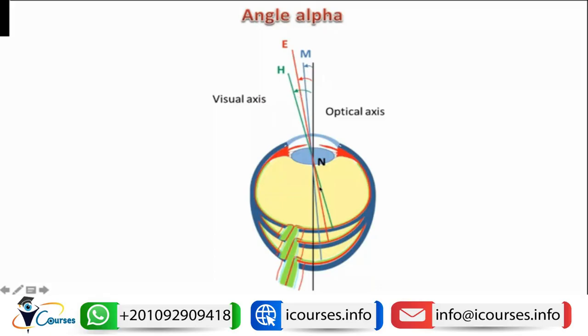However, if the eye is more myopic or larger, this will lead to less displacement of the fovea. So the fovea will be closer to the optical axis. This decreases the angle between the optical axis and the visual axis, and it can even become negative. If it is negative, it leads to what's called apparent convergent squint. The eye appears as if it is converging because of this negative angle alpha.